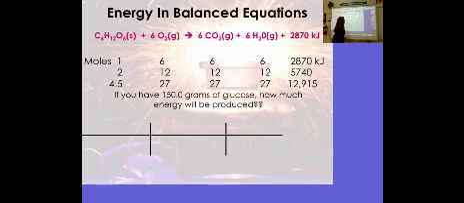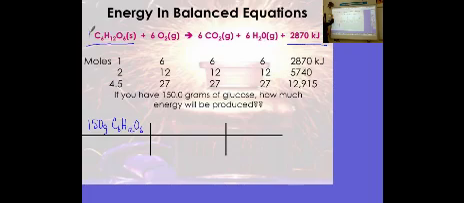We can look at another example. Same equation. If I start now with 150 grams of glucose, C6H12O6, I want to convert to energy. Now you can see in my equation, I've added some energy. My energy is a product, so it must be an exothermic reaction. So I'm going to need my conversion factor here. If there's no number, we're going to assume that it's a 1.